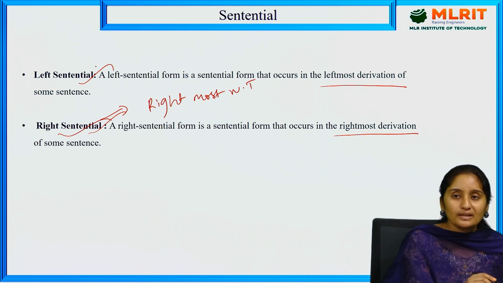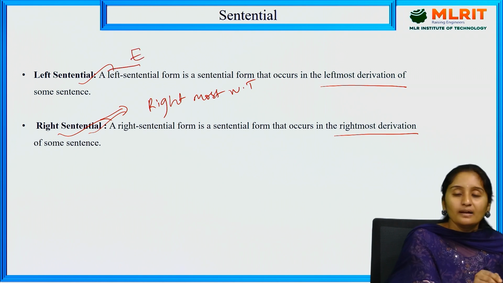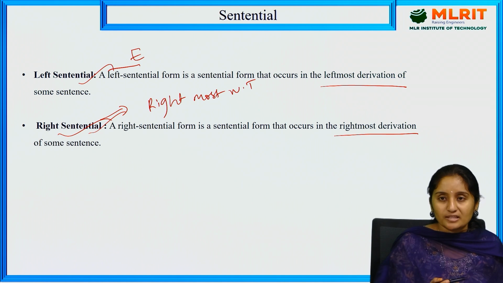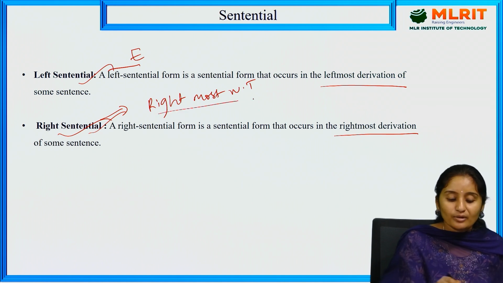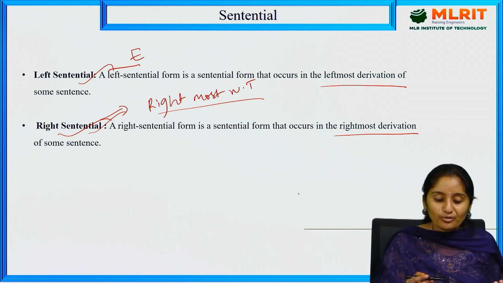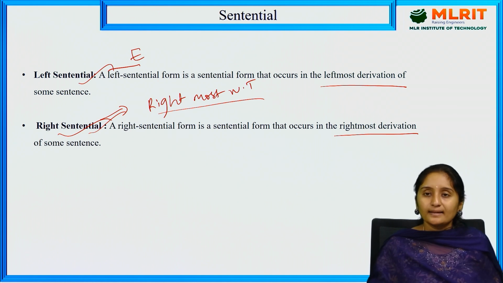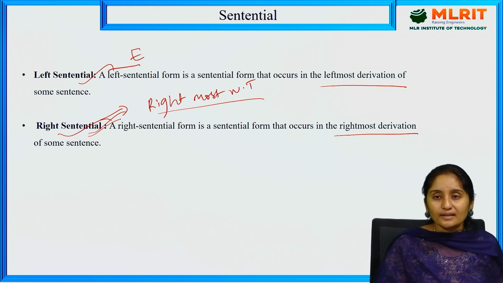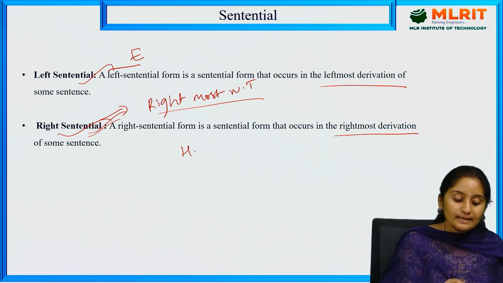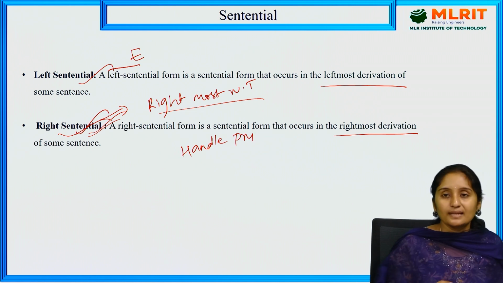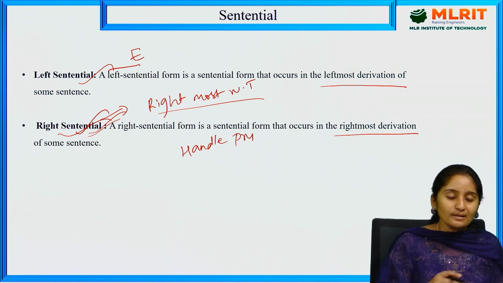Coming to the left sentential form, we are going to expand the leftmost non-terminals, the leftmost productions. Coming to the right sentential form, we are going to expand the rightmost non-terminals, the rightmost productions, until I get a sentence. Here we are going to mainly use the right sentential form in handle pruning. In a bottom-up parser, we use the right sentential form.